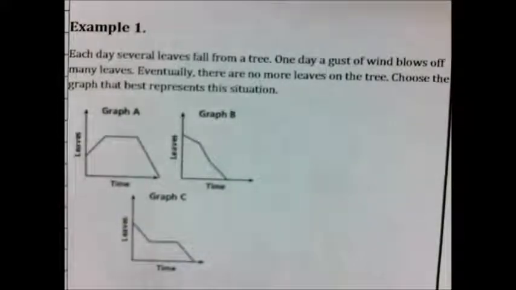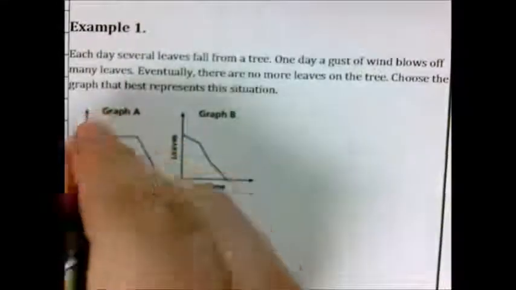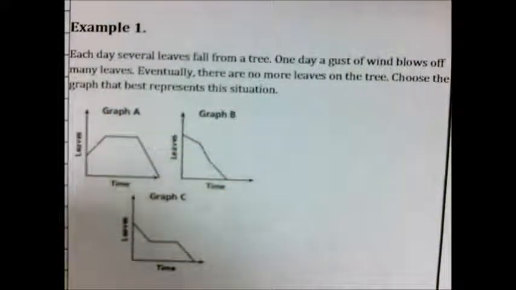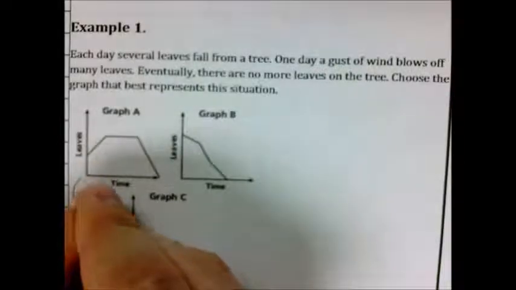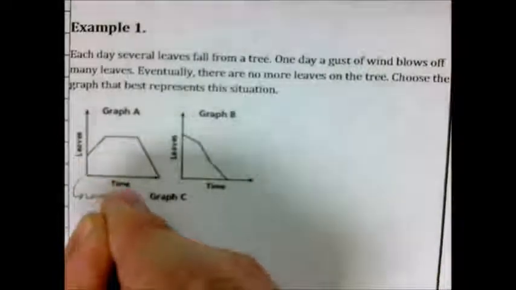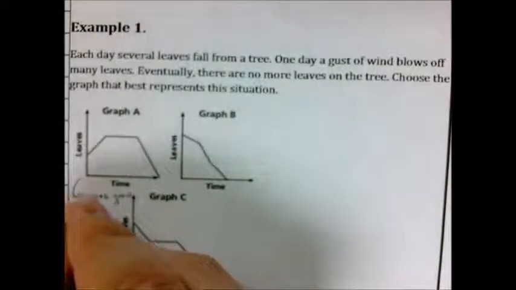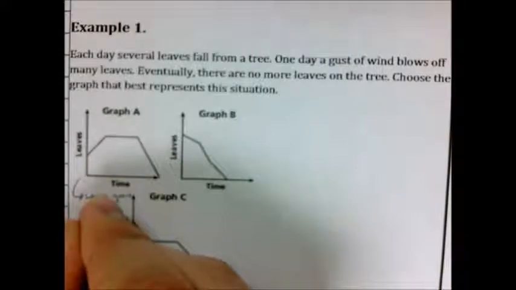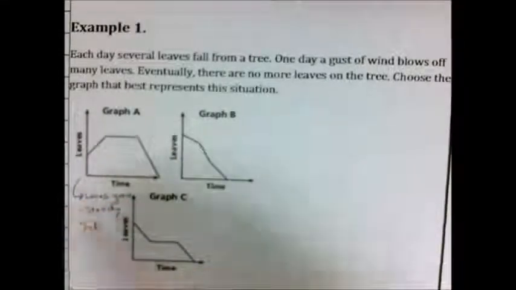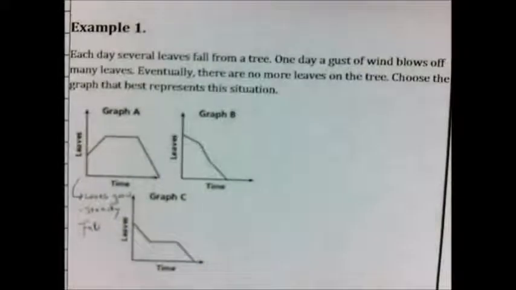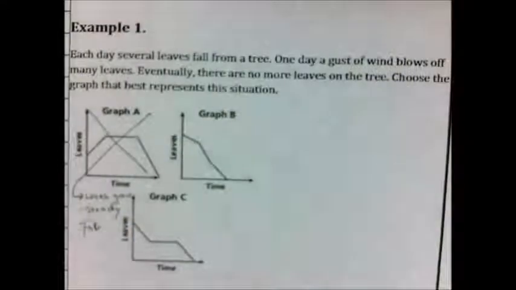If we look at this, we can see graph A gains leaves. So if I were to write this down here, leaves are growing, and then stays steady, and then falls. That does not describe our situation, right? So we know graph A cannot be correct.